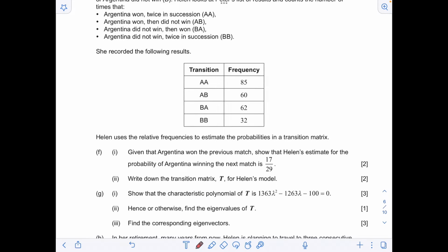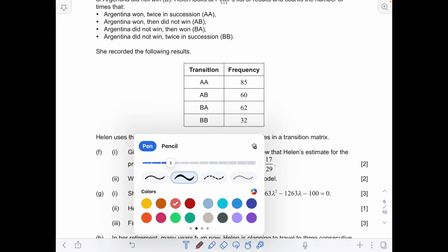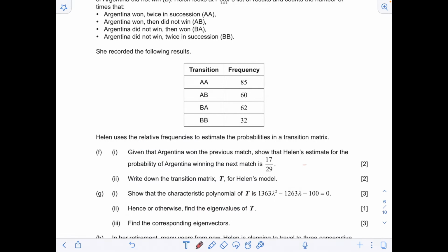Helen uses relative frequencies to estimate the probability of a transition matrix. Given that Argentina won the previous match, show that Helen's estimate for the probability of Argentina winning the next match is 17/29. When we're calculating probabilities, we put the given on the denominator, and given that they won the previous match, well, that happened 145 times, 85 plus 60.